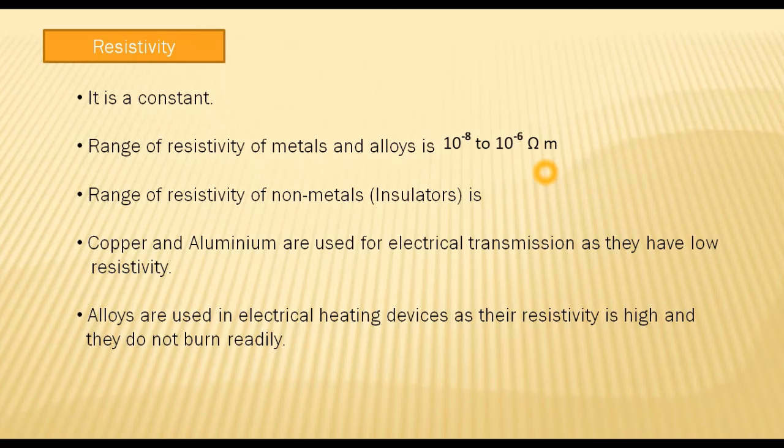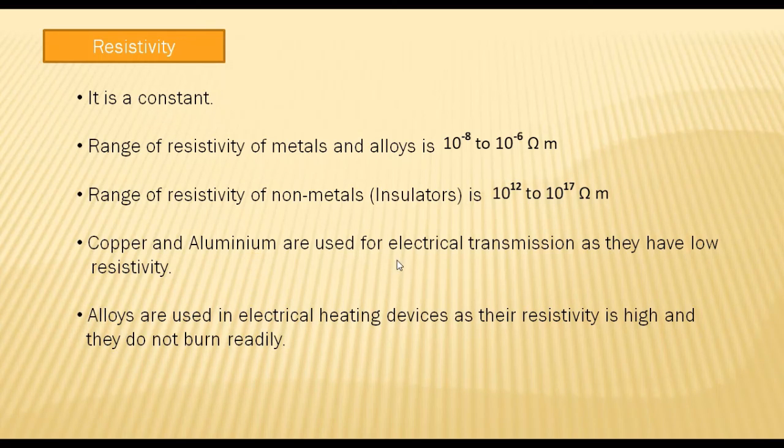Now the range of resistivity of non-metals, that means insulators in which electric current does not flow, is almost 10 raised to the power 12 to 10 raised to the power 17 ohm meter. That means very large, and that is why current does not flow in insulators, because their resistivity value is very large.